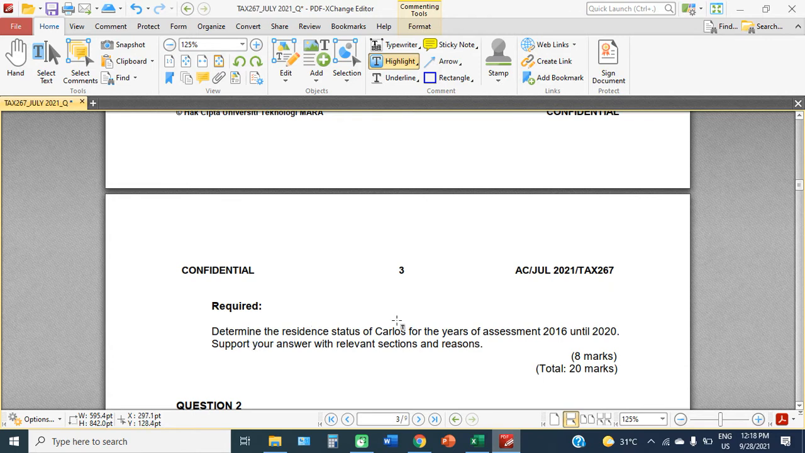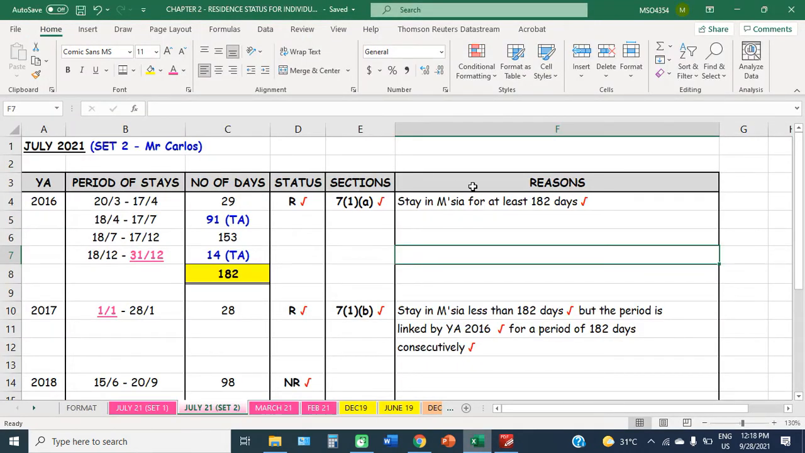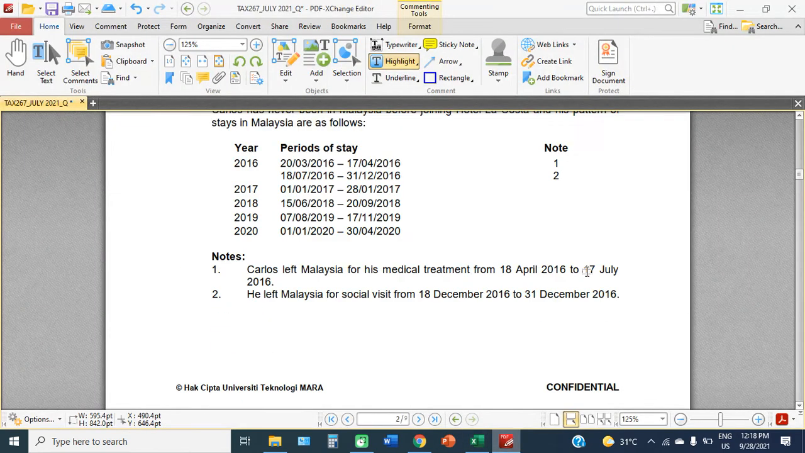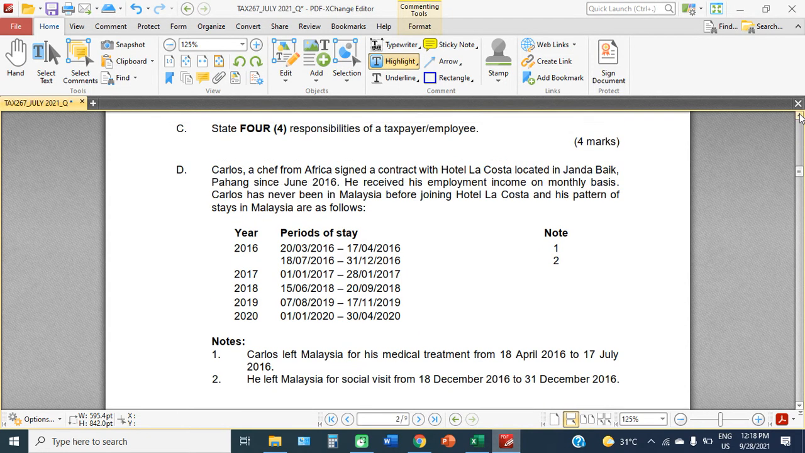Determine the resident status of Carlos for YA 2016 until YA 2020. So your answer should start with 2016, ends with 2020. Support your answer with the relevant sections and also reason. So as usual, everyone, I want you to provide 6 columns here: YA, period of stays, number of days, status, section and reason. More space for reason. Okay, next. Right, let's take a look at our question.